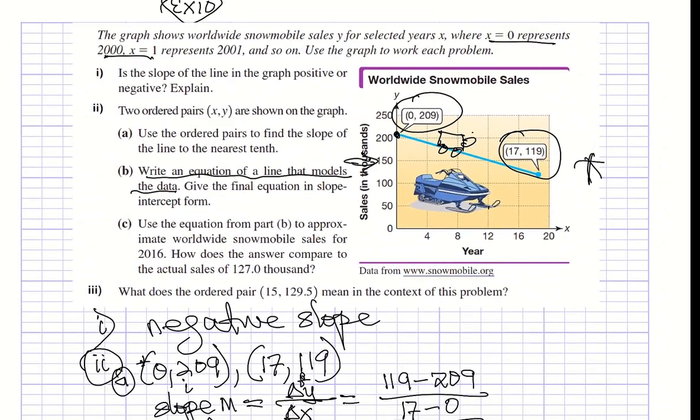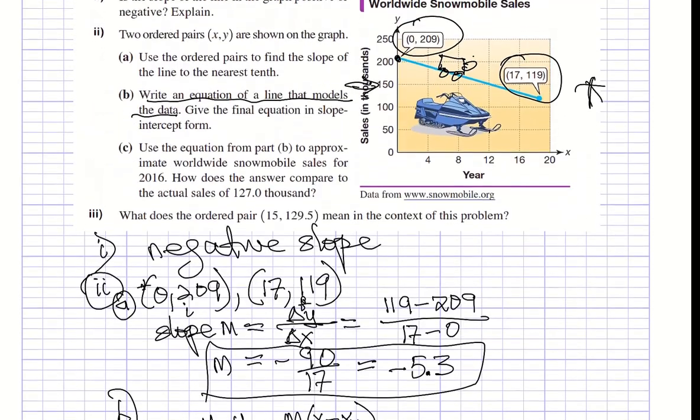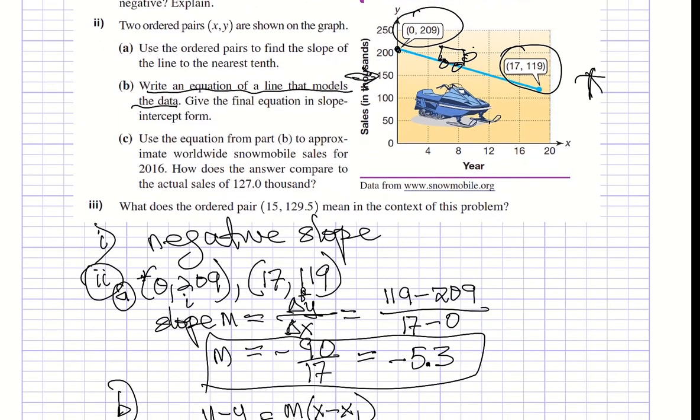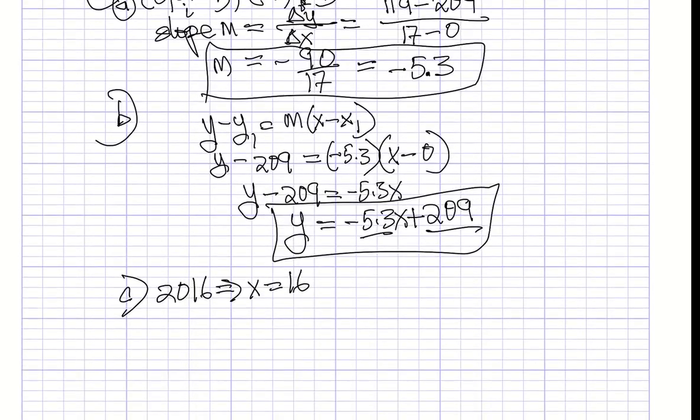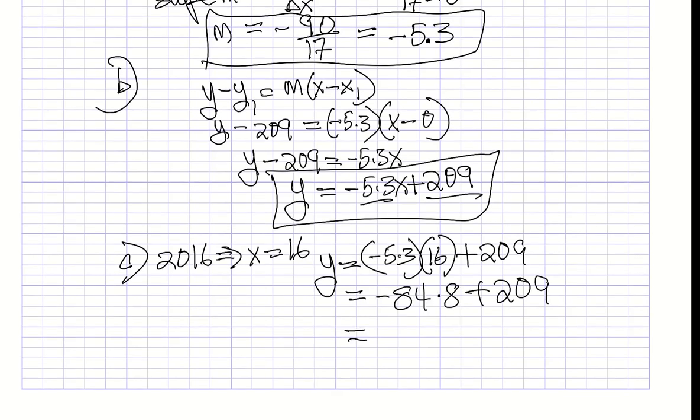So they say use the equation from part B to approximate what number of snowmobiles sold for 2016. How does the answer compare to the actual sales of 127.0 thousand? Okay, so then we'll put that in the equation. We'll get negative 5.3 times 16 plus 209. You gotta simplify all that, and then you simplify further, you get 124.2.